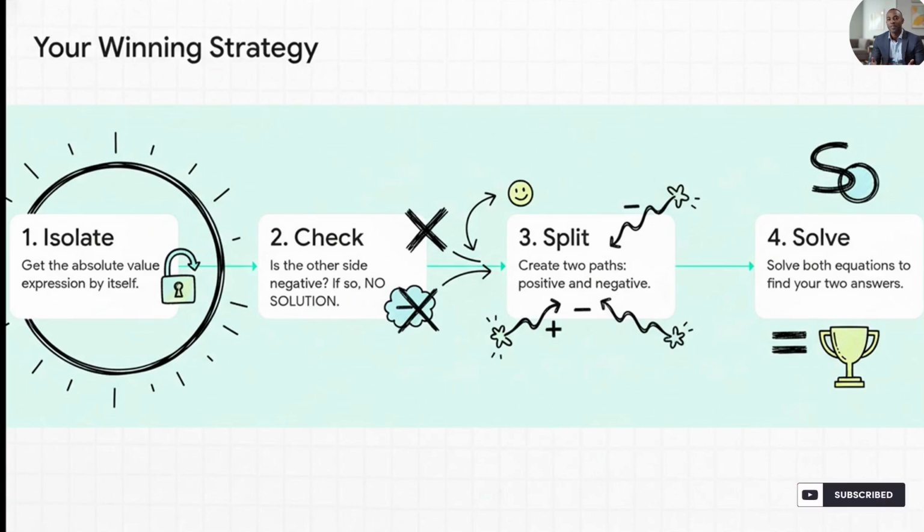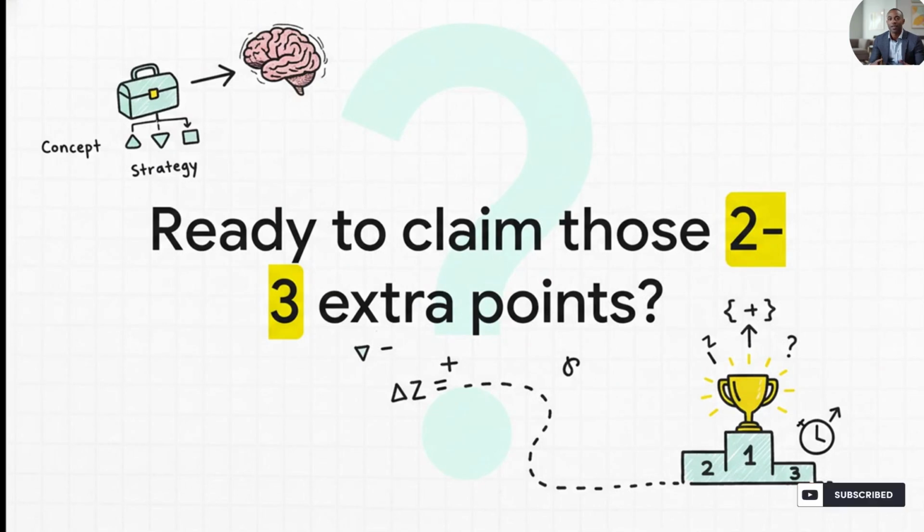That's the system. You know, we started this whole thing by talking about grabbing an extra 2 or 3 points on your ACT. You now have the concept, you've got the ISS method, and you know the traps to avoid. You have everything you need. So the only question left is, are you ready to go claim those points?